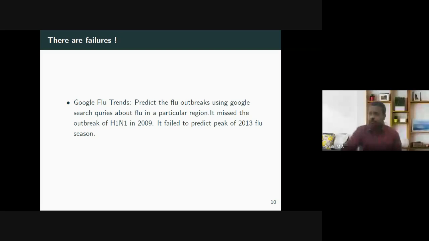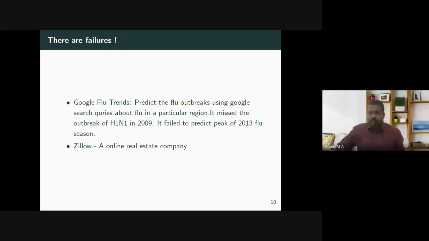They couldn't detect the H1N1 outbreak in 2009. Similarly, the peak of the flu outbreak, they couldn't predict it. And there are recent stories. This is called Zillow. It's another company. It's a real estate company. Just like your OLX, a slightly refined version of OLX.